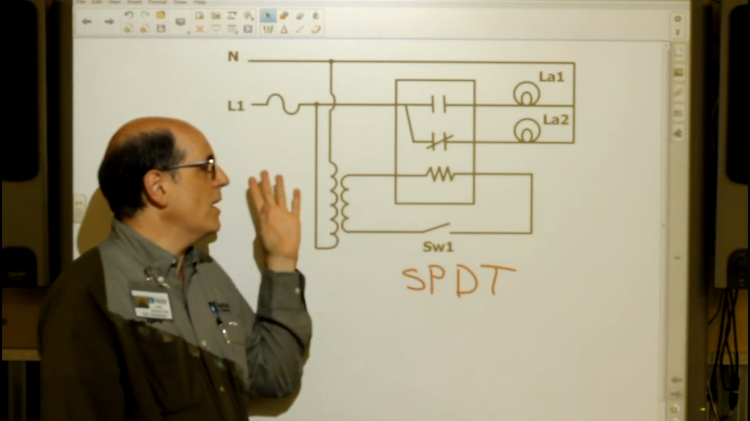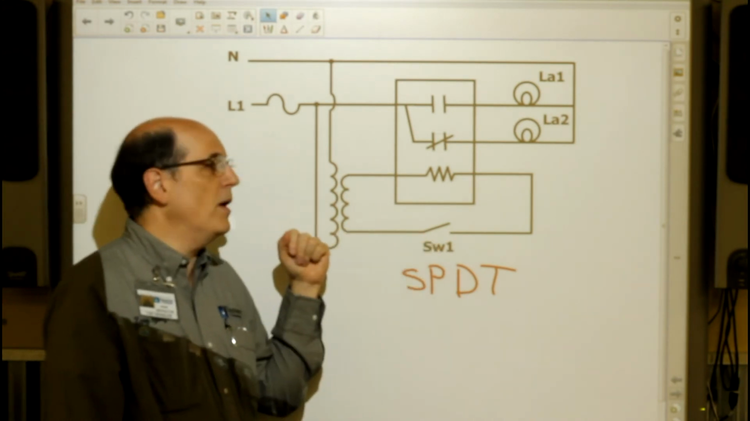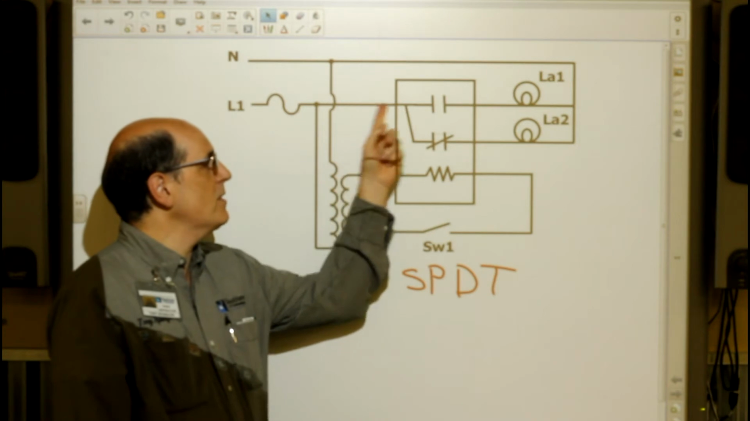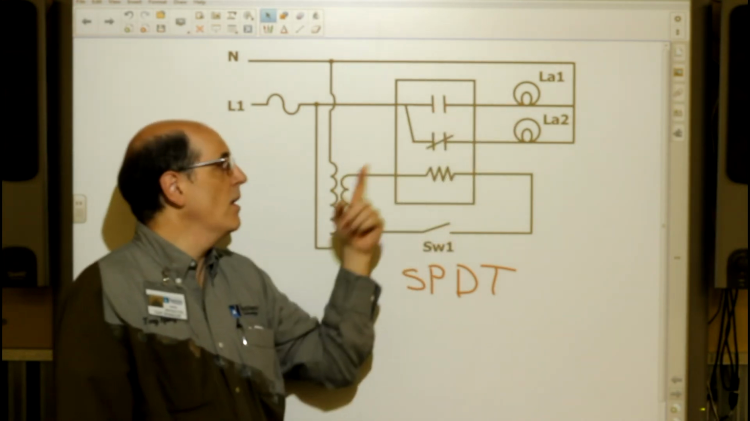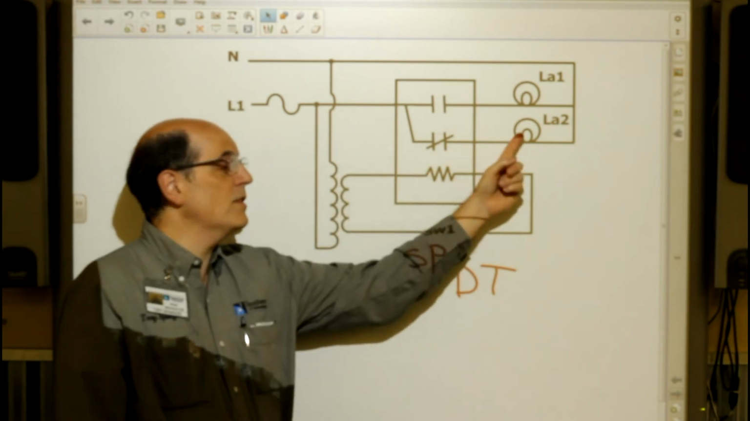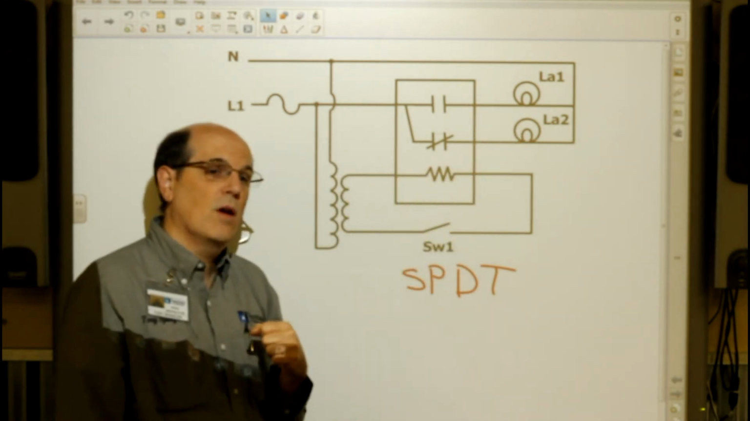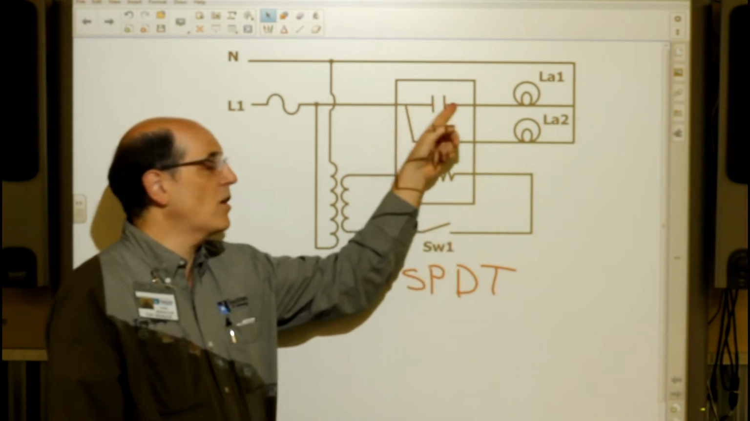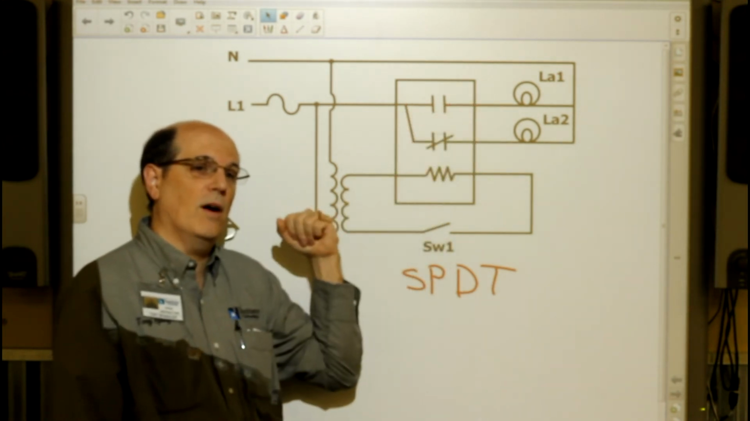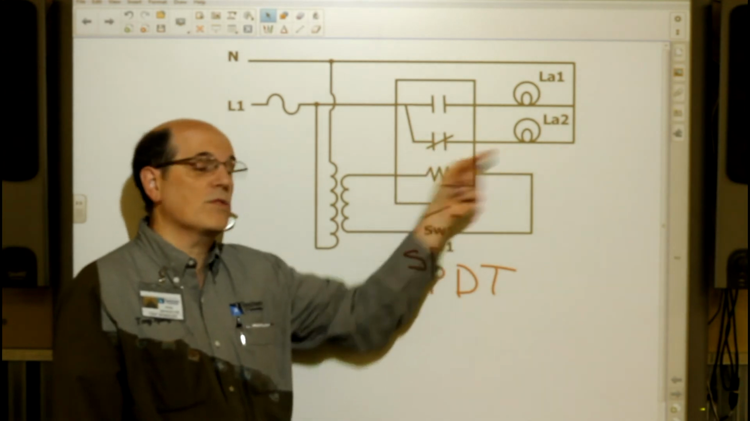When we first plug in the circuit, while this switch is open, what's going to happen is this is normally open, so this lamp is going to stay off. This one is normally closed, this lamp will come on. When we close the switch, that's going to make this one close, which will turn on lamp 1, and that'll make this one open, which will turn off lamp 2.